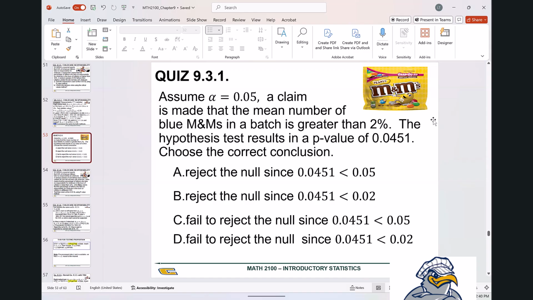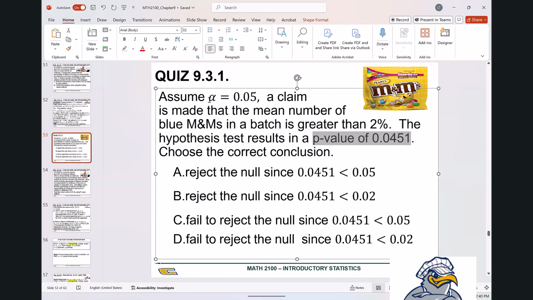So here, it doesn't matter what the problem is, as long as you have the significance level and the p-value, you should be able to make a conclusion. So don't be confused by the content too much. Let's look at the p-value you have here and the significance level: significance level 0.05 and p-value 0.0451. The way we make a decision with the p-value method is that we look at whether the p-value is less than the significance level or not. In this case, the p-value 0.0451 is less than the significance level 0.05, and it should be enough for us to reject the null. So basically, it will be A, reject the null since the p-value is less than the significance level.